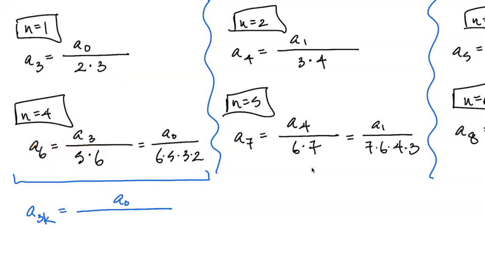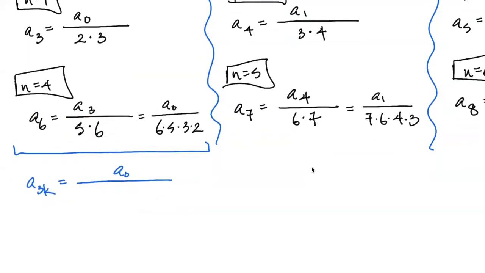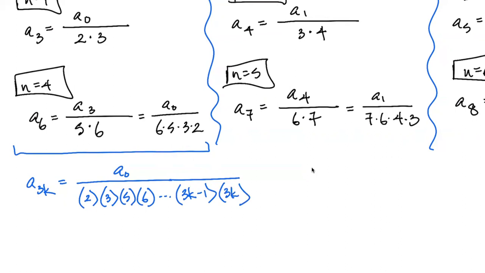All right. And so when we write our pattern down here, we can say that we're going to start with a 2 and a 3, then a 5 and a 6. But eventually we can describe these as 3k minus 1 times 3k, because this 3k will match this 3k. And the 3k minus 1 is just the one that came before it.